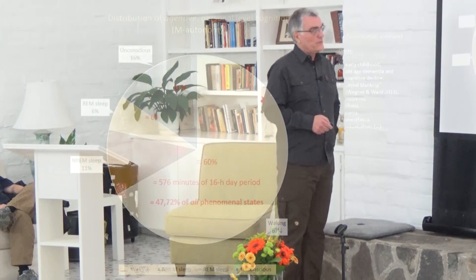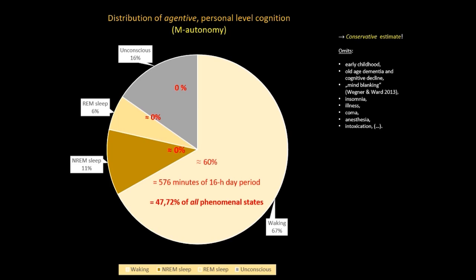So this is a conservative estimate because it is not clear when, for instance, in infancy, in early childhood, the capacity to control your own attention actually emerges for the first time. There may be a long period at the beginning of our lives where we are just basically drifting around. If you've looked at an infant and seen how their visual attention goes around, try to make them look at something, you know what I mean. But then there's also jet lag, old age dementia, and cognitive decline. Mind wandering becomes more frequent in old age. You lose mental self-control.